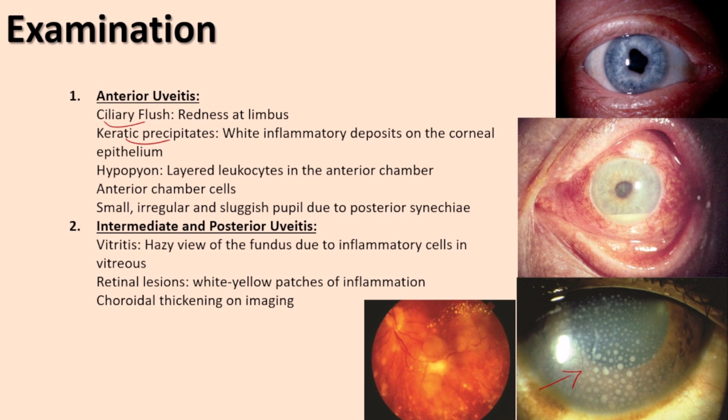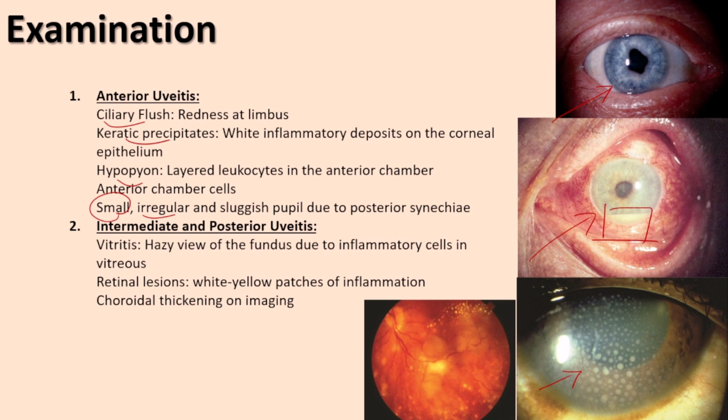The patient may have hypopyon, and hypopyon is layered leukocytes in the anterior chamber of the eye. Here in this picture, you can see hypopyon. These are white leukocytes, white inflammatory cells deposited in the anterior chamber of the eye. And the pupillary findings here are also very important for you to know. The pupil is going to be small and irregular in shape. So instead of having a nice round pupil, the patient is going to have an irregularly shaped pupil, something like this.